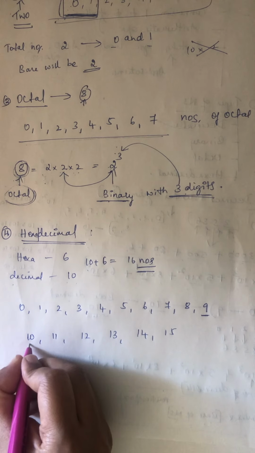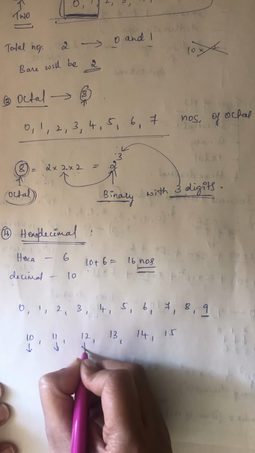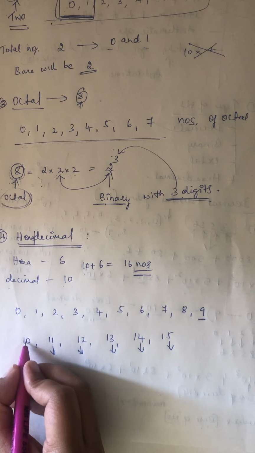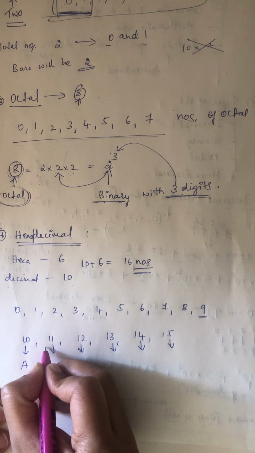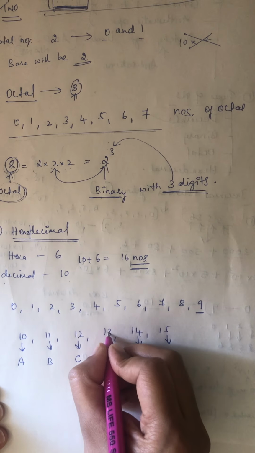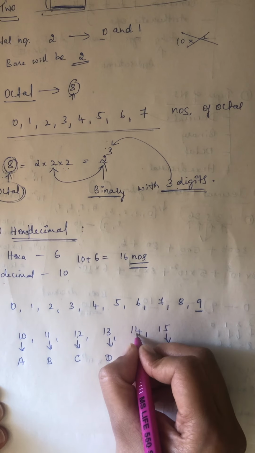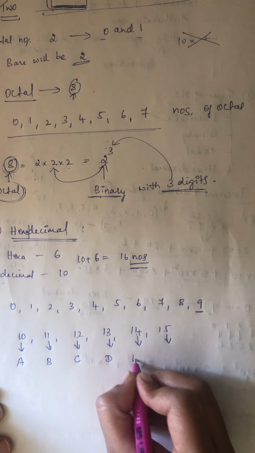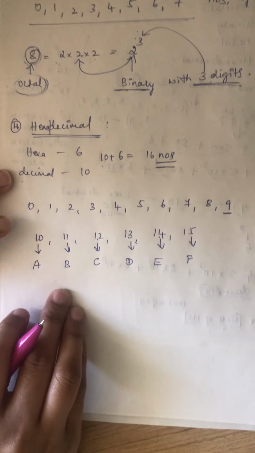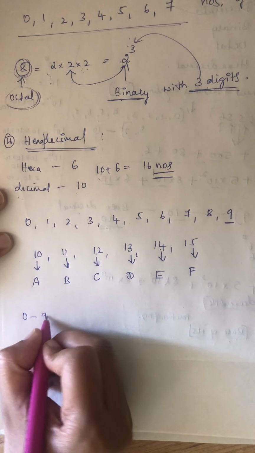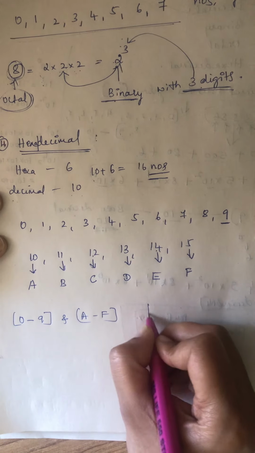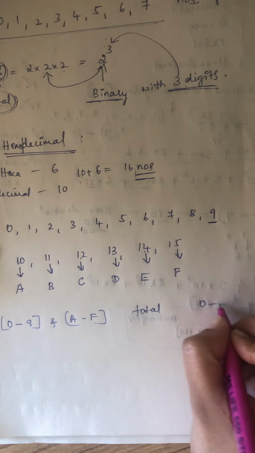So what we will do is replace these with the alphabets of English, starting from A. 10 is replaced as A, 11 is replaced as B, 12 is replaced as C, 13 is replaced as D, 14 is replaced as E, 15 is replaced as F. So the numbers in hexadecimal are 0 to 9 and then A to F. In total it will have 0 to F.